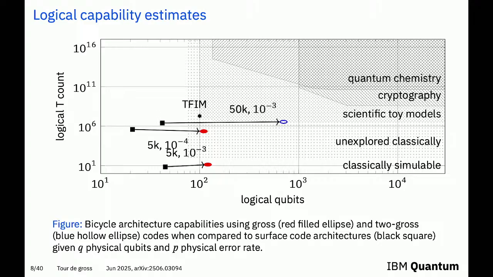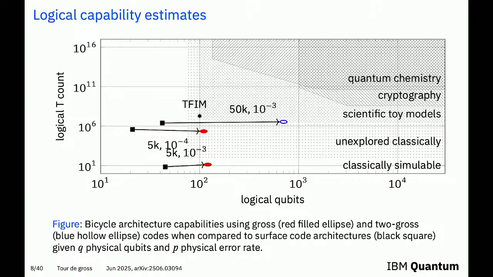Now, instead of reducing the noise rate, we increase our number of physical qubits by a factor of 10. You could build a 2 gross code architecture here in this blue ellipse with still a worse physical noise rate. But this 2 gross code architecture has many more logical qubits, thanks to the physical qubits you give it. And the advantage it has over the comparable surface code architecture is much more pronounced. So you get many more logical qubits while having the same T count.